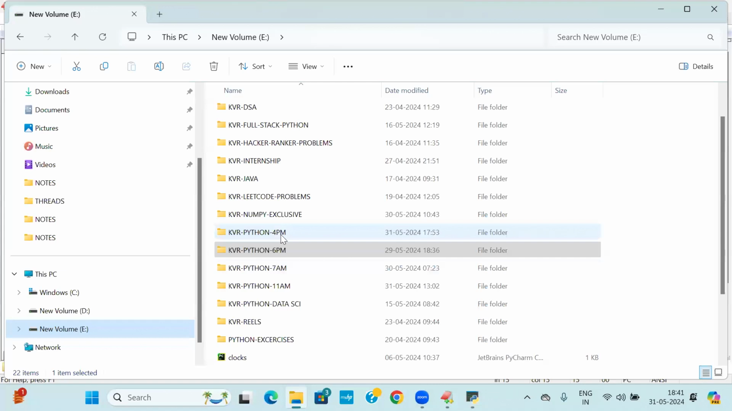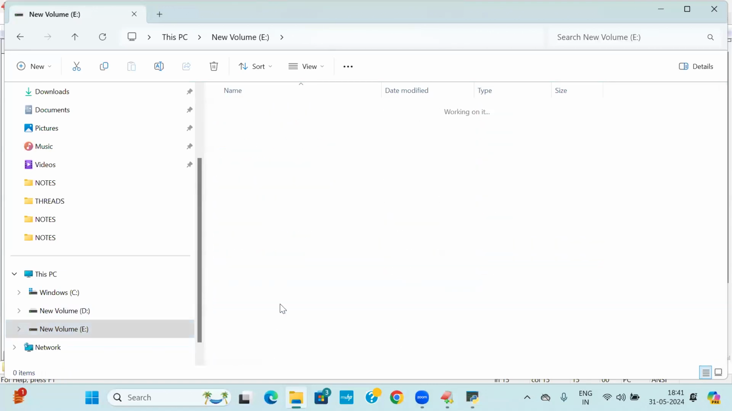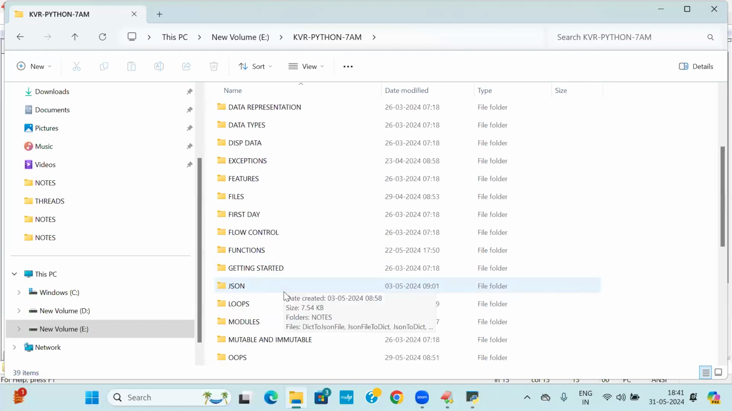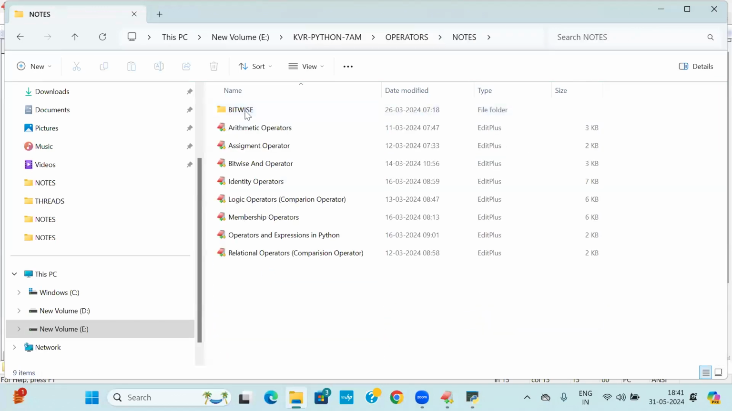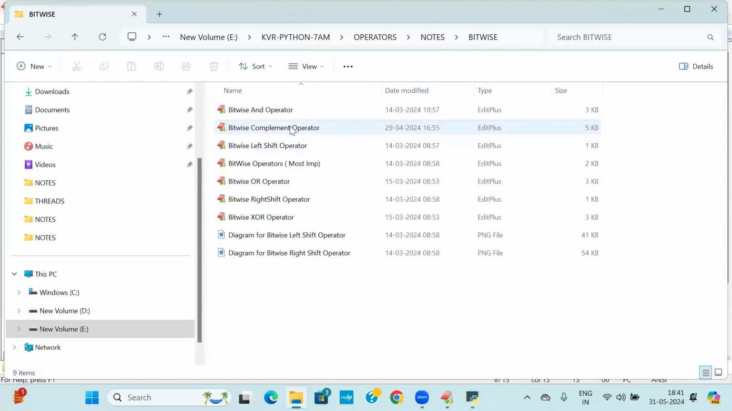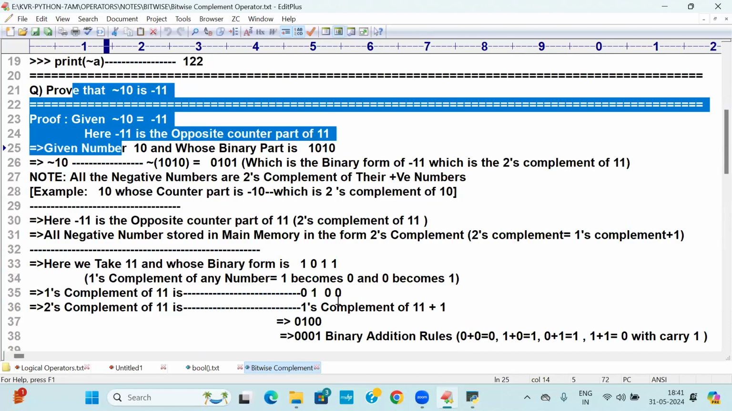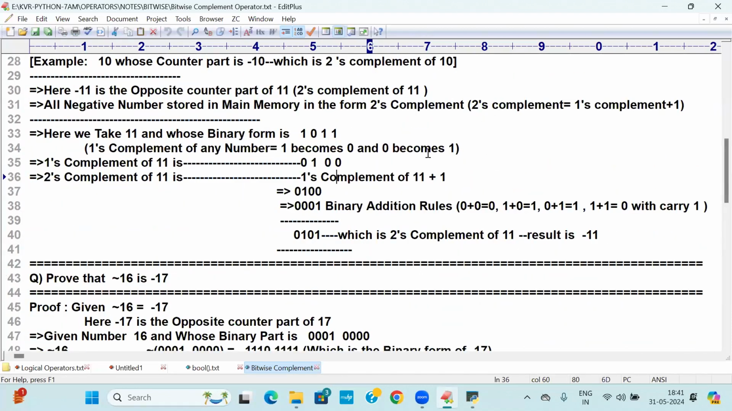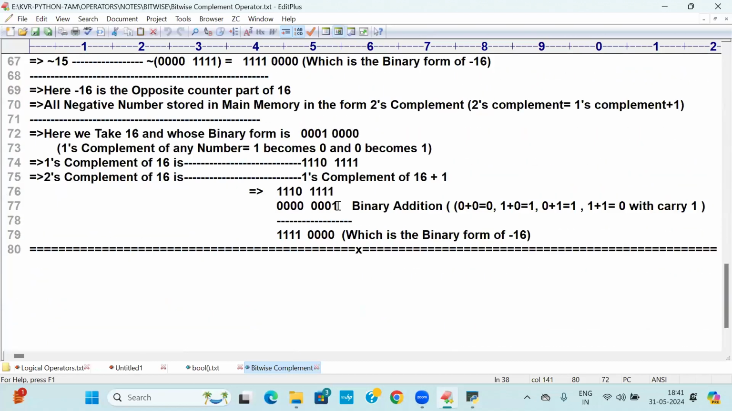So if you bring out your old knowledge, I will definitely attack on you, because it's my responsibility to stop such things. You see, come to that operators, enter that bitwise operator, complement operator, you see, mind blowing. Proof. There I am saying, what is that proof? 2's complement, 1's complement, 0 plus 0 is 0, 1 plus 0 is 1, 0 plus 1 is 1, 1 plus 1 is 0 with a carry 1. Here you see how many proofs I am explaining.